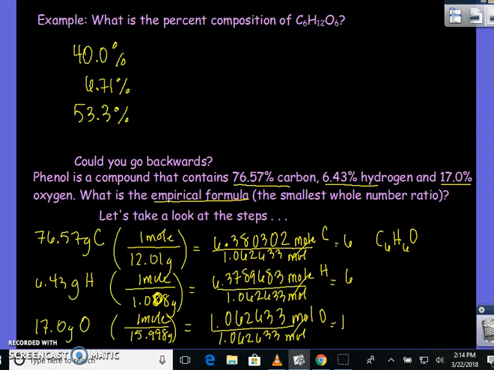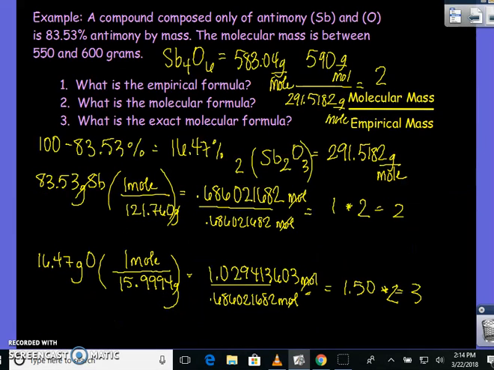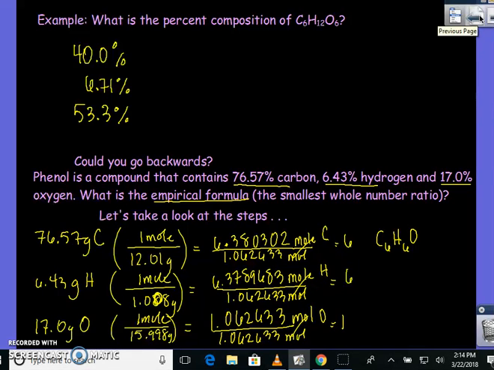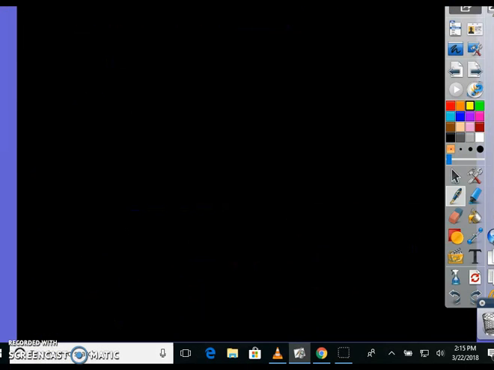Let's take a look at another one. I've saved this one for the warm up tomorrow. So let me insert a page. Okay, so I've got my page inserted, and I'm going to take a look at a sample problem. This one is not inside your notes, so you may have to look somewhere else. But let's take a look at caffeine.